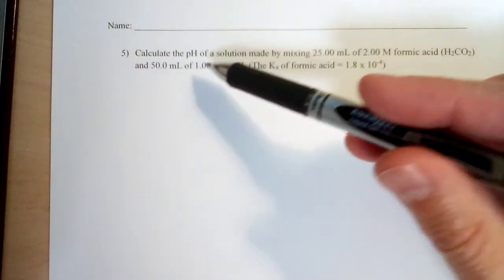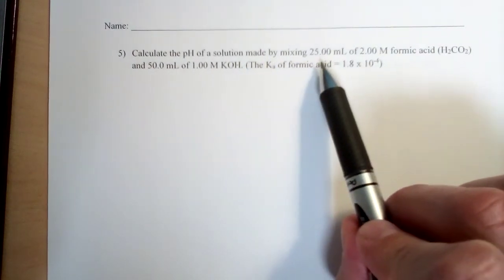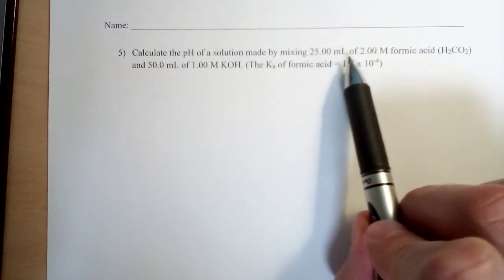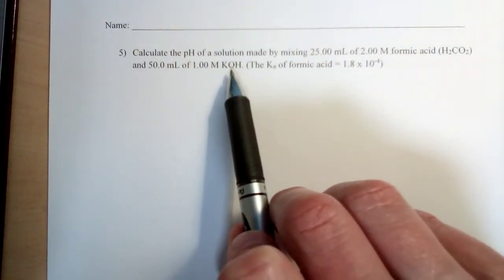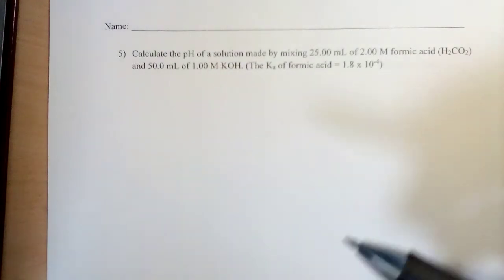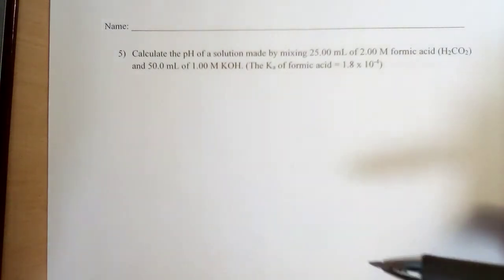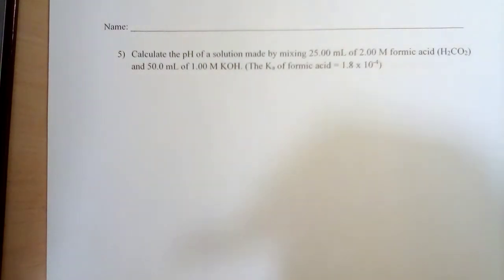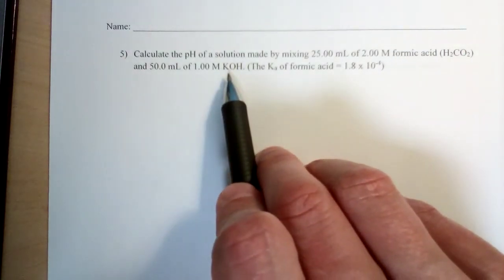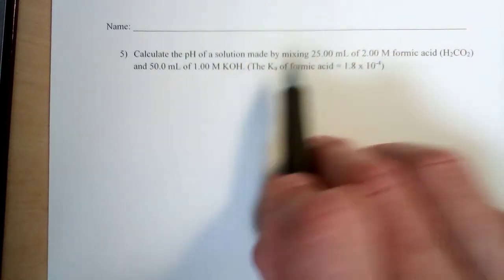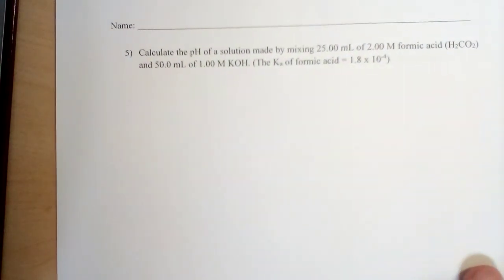So we want to calculate the pH again, but what we have now is a solution made by mixing two different solutions. We've got 25 mLs of 2 molar formic acid and 50 mLs of 1 molar potassium hydroxide. Now, you should know your strong acids and strong bases by now, because that is how you know whether you're doing an equilibrium problem or a stoichiometry problem. Formic acid is a weak acid, but potassium hydroxide is a strong base. So these two will engage in a one-way reaction that we can calculate using stoichiometry.